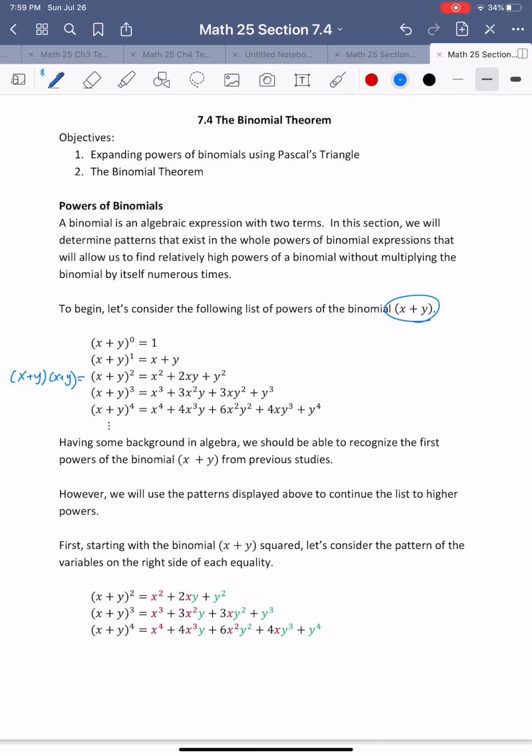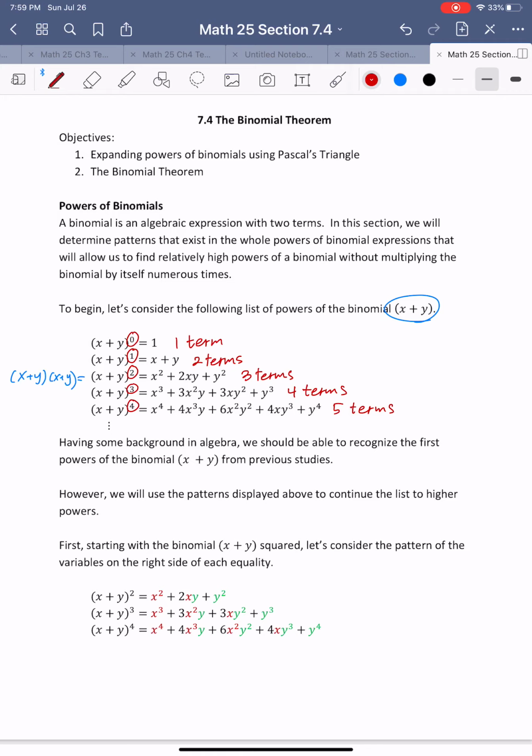And as you notice, the terms are expanding, aren't they? When you have the 0 power, we get one term. First power, we get two terms. Second power, we get three terms. Third power, we get four terms. Fourth power, we get five terms. So the fifth power means we get six terms. So your number of terms is always one more than the degree of the binomial.